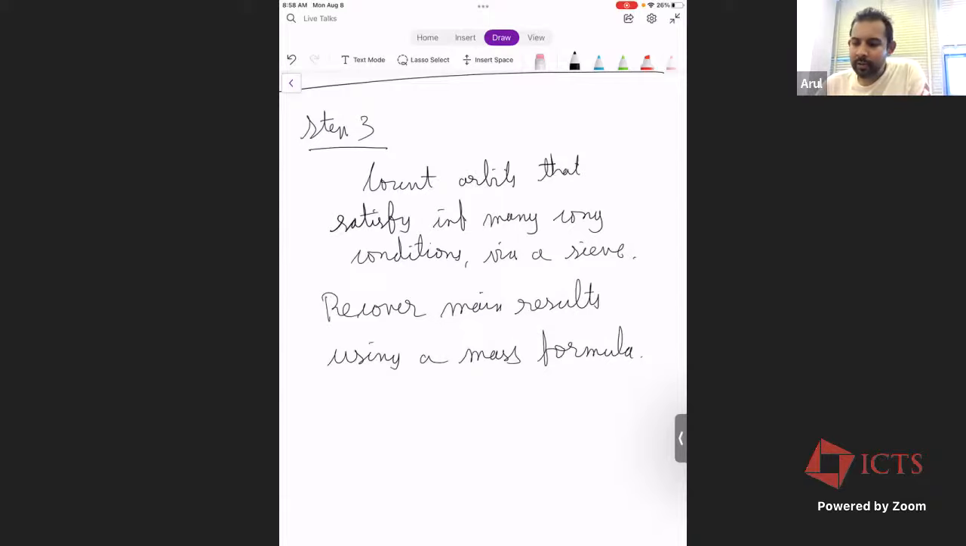So those are the three steps of the proof. There's the parameterization result, there's the counting result, and then there's the sieve, which along with the mass formula will give us our main theorems. Each of the remaining 3 lectures will be devoted to a step. We'll first do the parameterization, then the counting, then the sieve. And so for now, let me stop talking and take any questions if there are any.